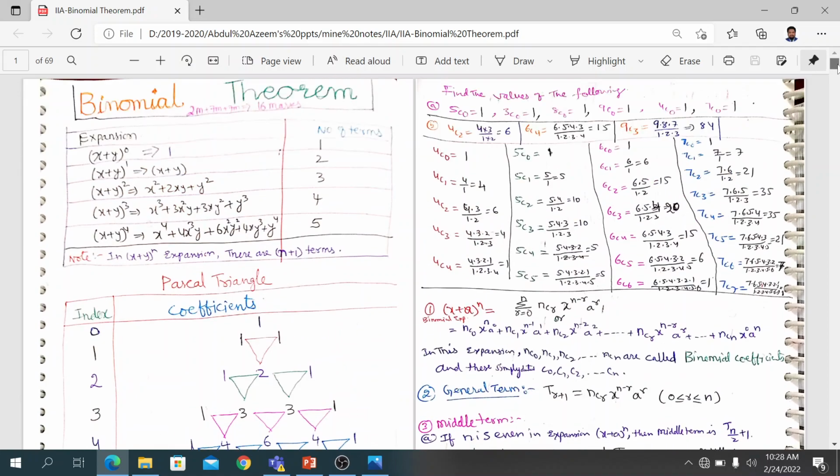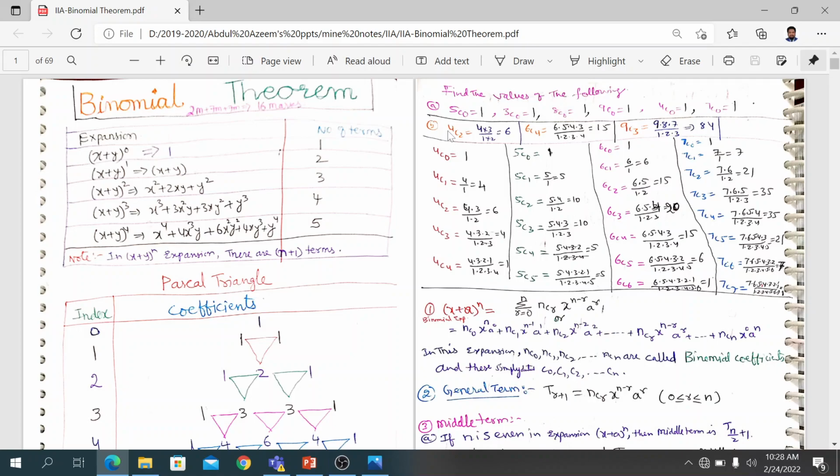Now let us see something you must know: find the values of the following. Example, 5C0. If C0 is there, you must write 1. 5C0 value is 1. 3C0 value is 1. 8C0 is 1. 9C0 is 1. 4C0 is 1. 7C0 is 1. So wherever C0 is there, the value is 1.